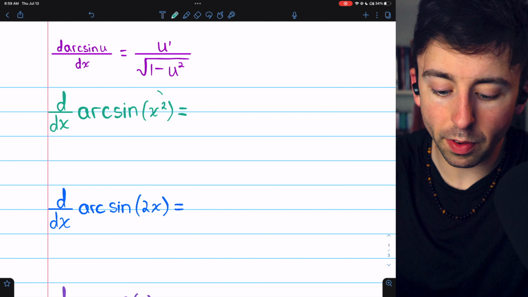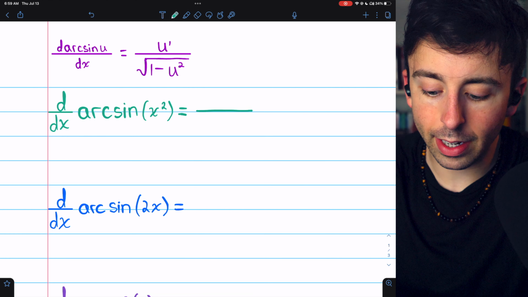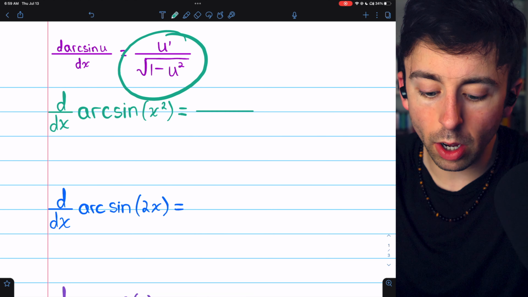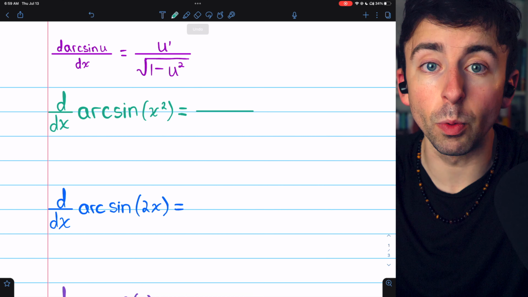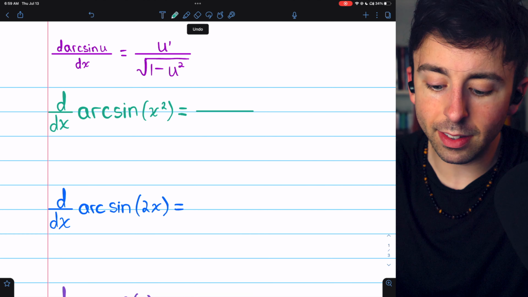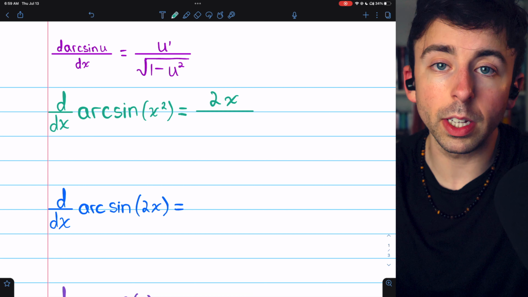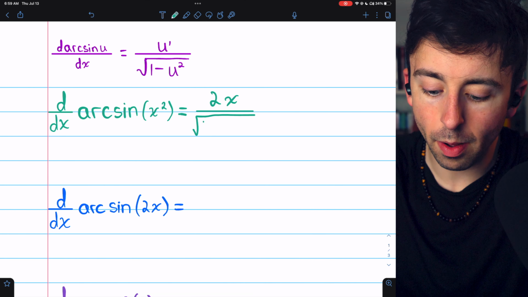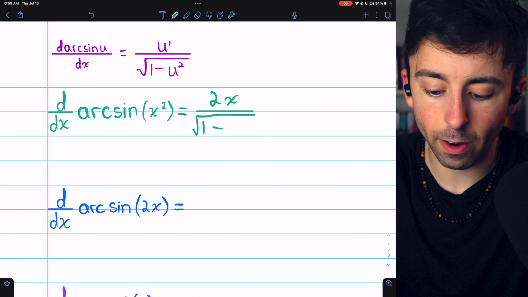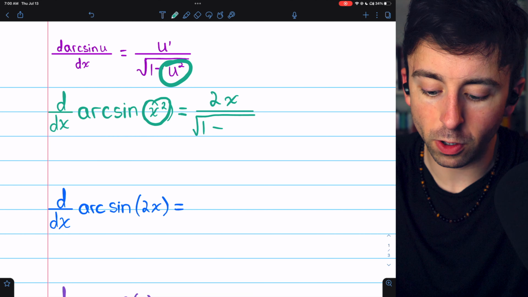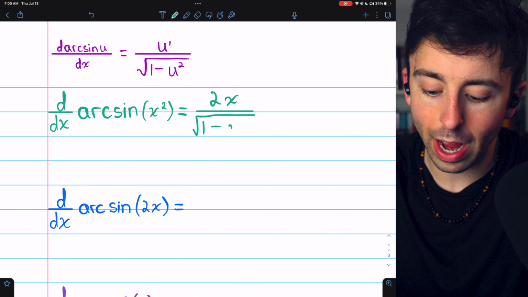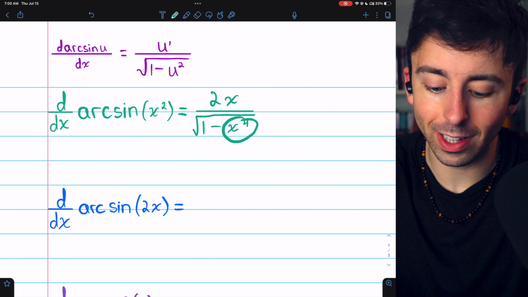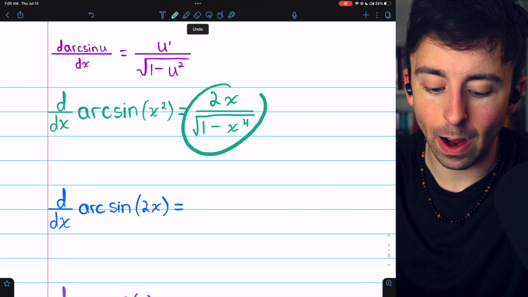Beginning with the derivative of arcsin of x squared, applying this formula for the derivative of arcsin of a function, we know the numerator is just the derivative of the inside function. The inside function is x squared, and its derivative is 2x. The denominator has to be the square root of 1 minus the input squared. The input is the inside function, x squared, and x squared squared is x to the fourth. So we're just squaring the input there, and that is our derivative.